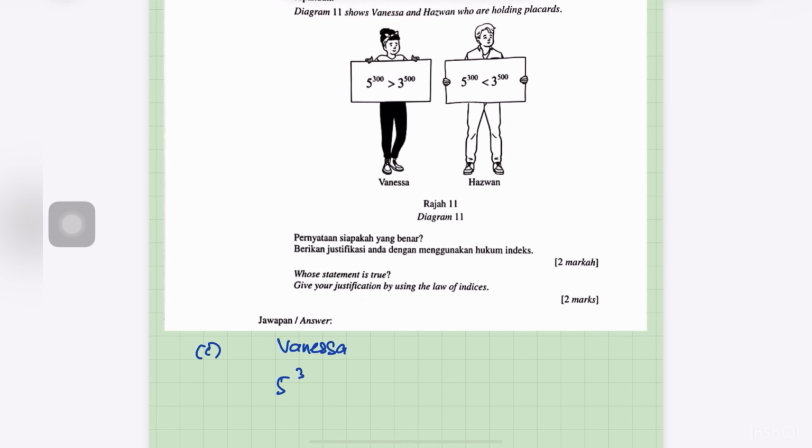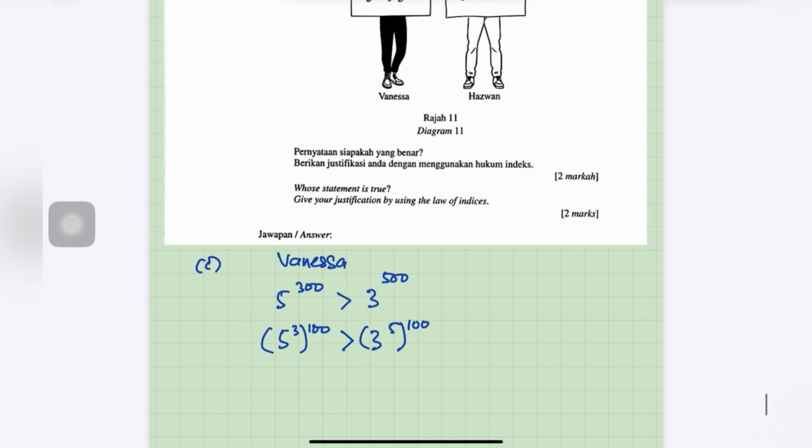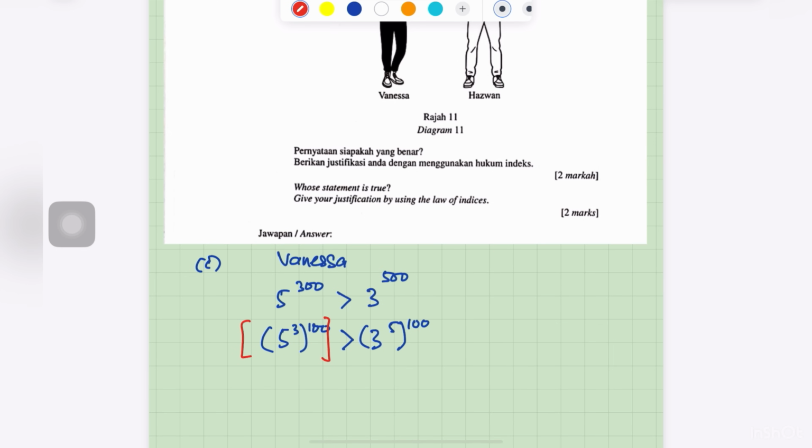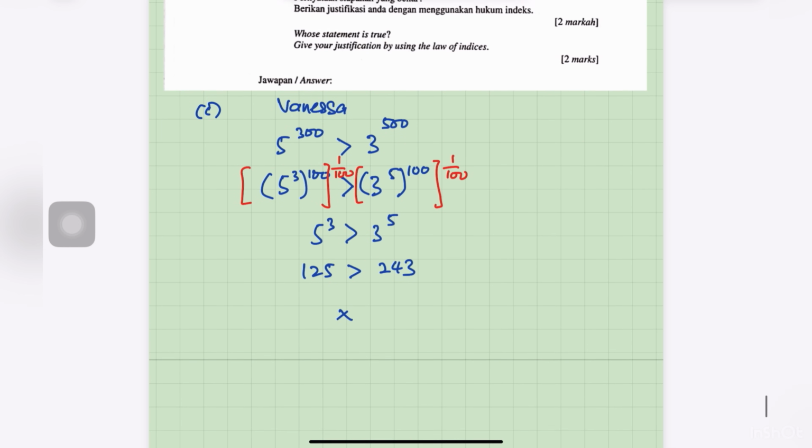Okay, so 5 power of 300 more than 3 power of 500. Okay, so this one kita boleh guna laws of indices. So 5 power of 3 power of 100 more than 3 power of 5 power of 100. Okay, so to eliminate the power of 100, so kita kena powerkan dengan 1 over 100, right? So 1 over 100. Okay, so then this one is 5 power of 3, 3 power of 5. Okay, so 5 power of 3 is 125. Okay, 3 power of 5 is 243. So this one wrong lah. Okay, so kita tengok pula untuk Hazwan.